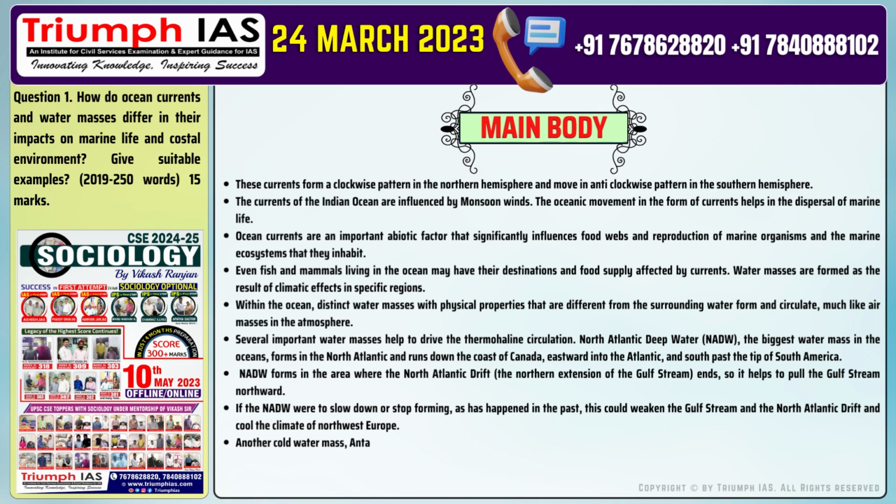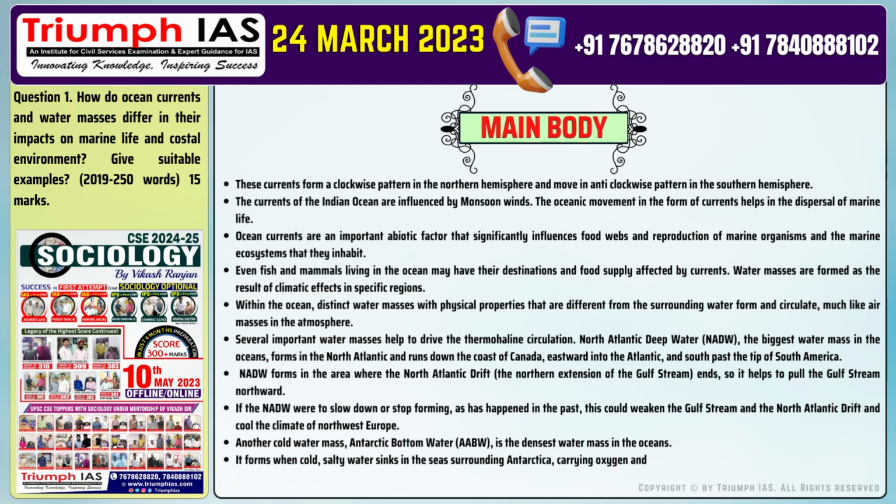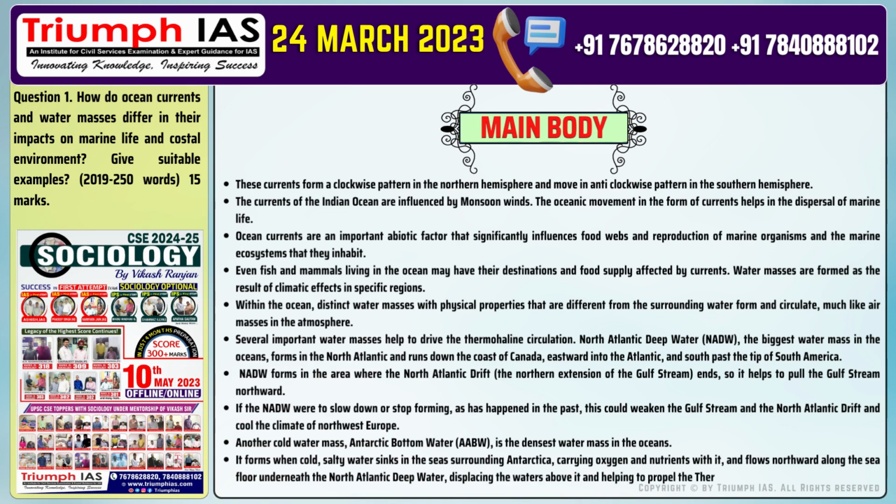Number 9. Another cold water mass, Antarctic bottom water, ABW, is the densest water mass in the oceans. Number 10. It forms when cold, salty water sinks in the sea surrounding Antarctica, carrying oxygen and nutrients with it, and flows northward along the sea floor underneath the North Atlantic deep water, displacing the waters above it and helping to propel the thermohaline circulation.